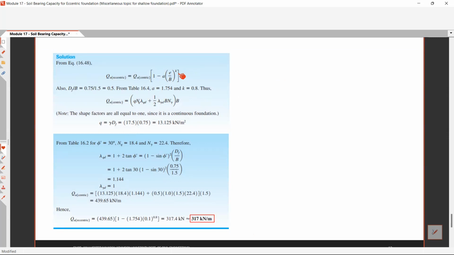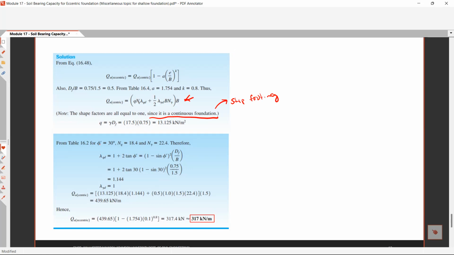So how to solve for QU centric? Again, using the modified Terzaghi, Q equals lambda Q QD plus 1/2 lambda QDB gamma. And the shape factors are all equal to 1 since it is a continuous foundation. Take note of this: since it is a continuous or strip footing, all the shape factors are equal to 1. Therefore, your QU centric is, ito galing from the modified Terzaghi.